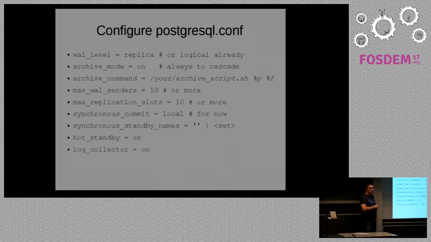And put this into your postgresql.conf. Set max_wal_senders while you're there. Postgres 10 will have 10 as a default as far as I remember. Right now it's 0. Max_replication_slots, just the same. Just put them in there. They don't hurt you. And synchronous_commit.